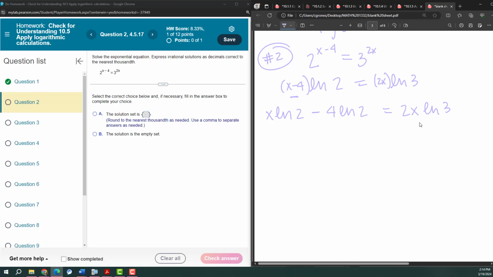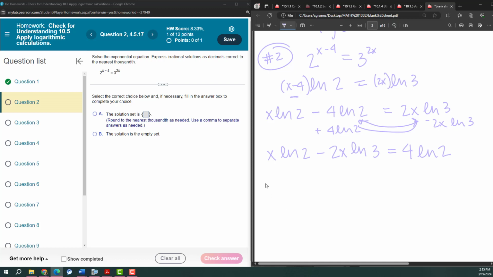Okay, remember I'm solving for x, so I need x on both sides. So I'm going to switch these out. I'm going to subtract this and bring it over here, and then I'll add this and bring it over. So plus 4 and then minus 2x. And so I get x times the natural log of 2 minus 2x times the natural log of 3 equals 4 times the natural log of 2.